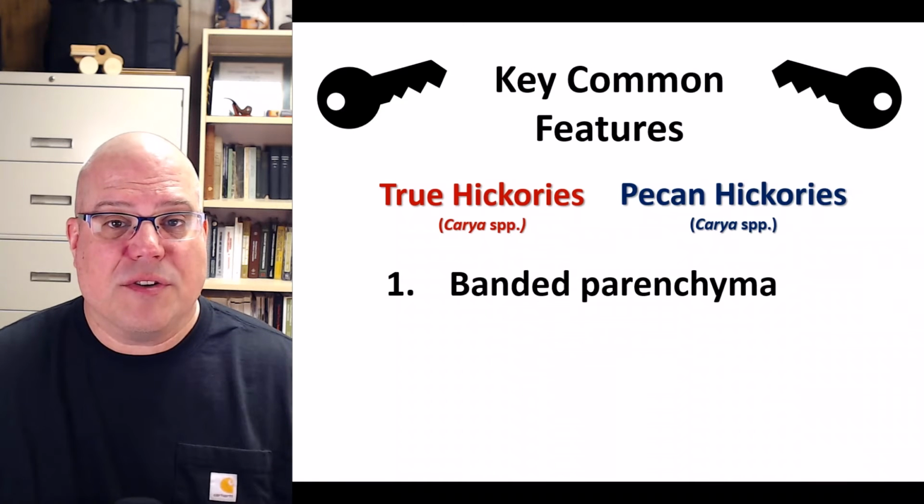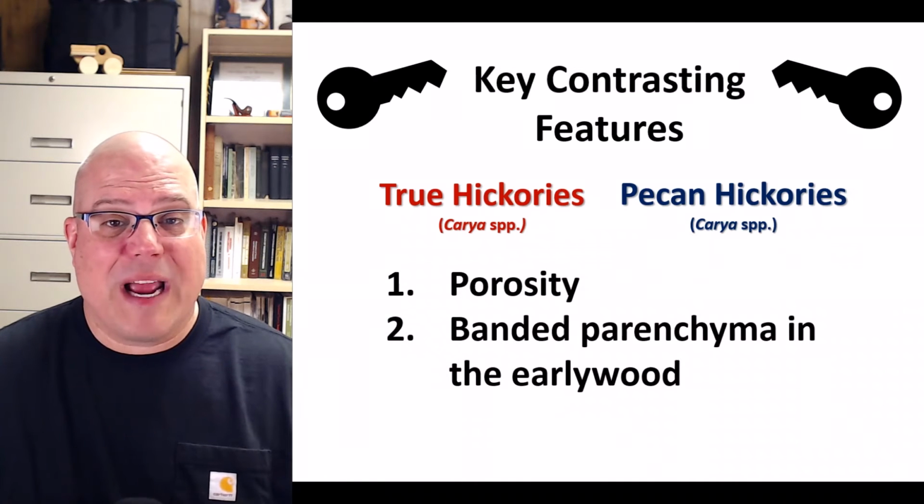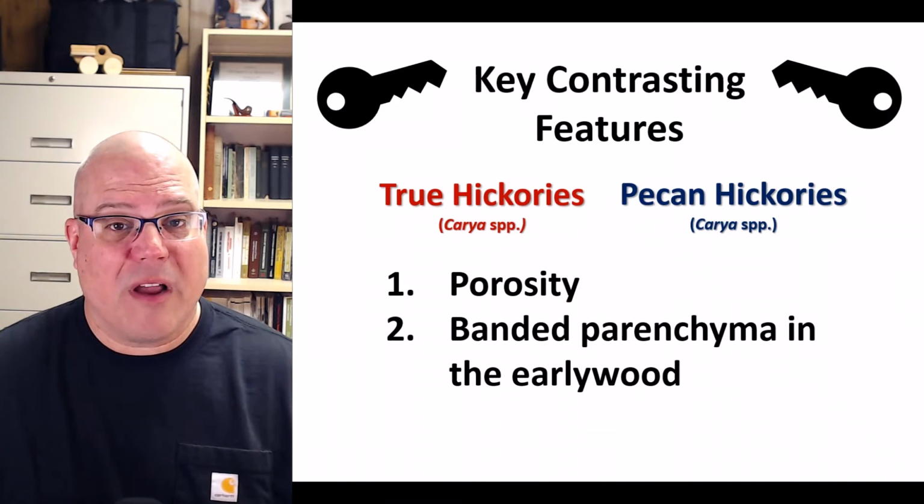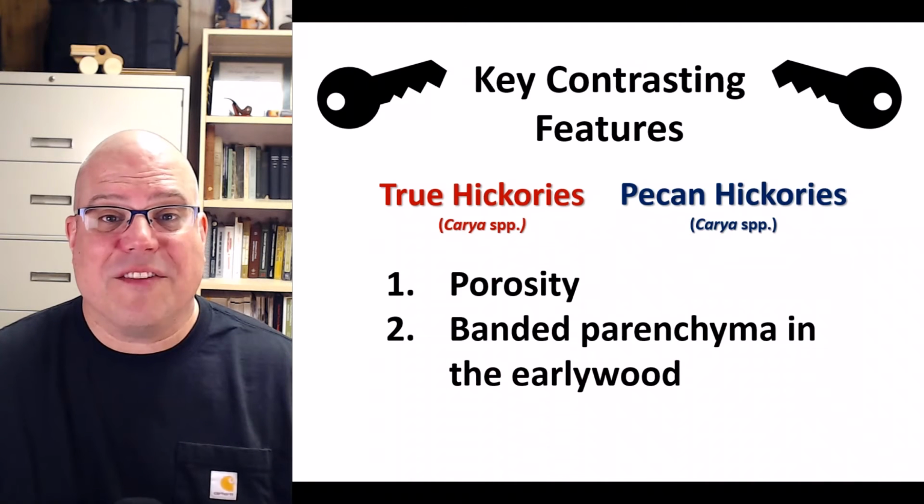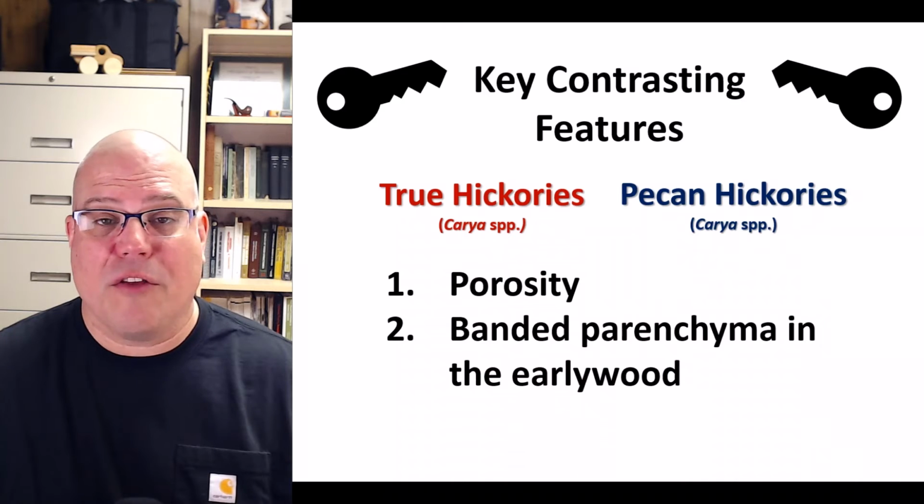We'll start with the features that these two groups share. Both woods exhibit prominent banded parenchyma. As for contrasting features that distinguish hickory from pecan, there are two important ones: different porosity and the presence or absence of parenchyma bands in the early wood. Keep these lists of most important common and contrasting features in your mind as we look at these and other features in detail. Now let's take a closer look.